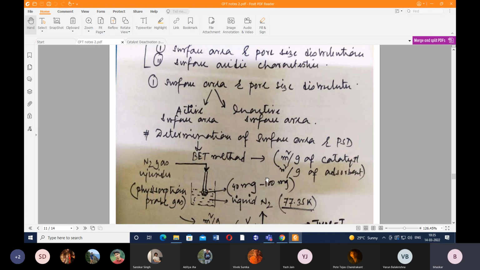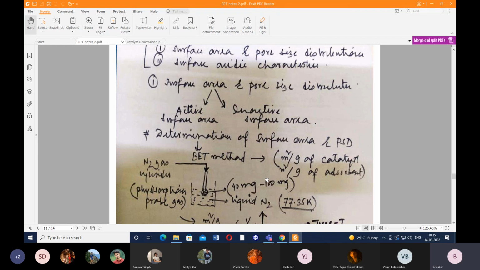Let's assume I have got 100% surface area. Out of 100% surface area, maybe only 10% surface area is active for the catalytic reaction. The remaining 90% surface area is not that active. Active means the part of the catalyst surface on which the chemical reaction is taking place, the part responsible for the catalytic reaction.